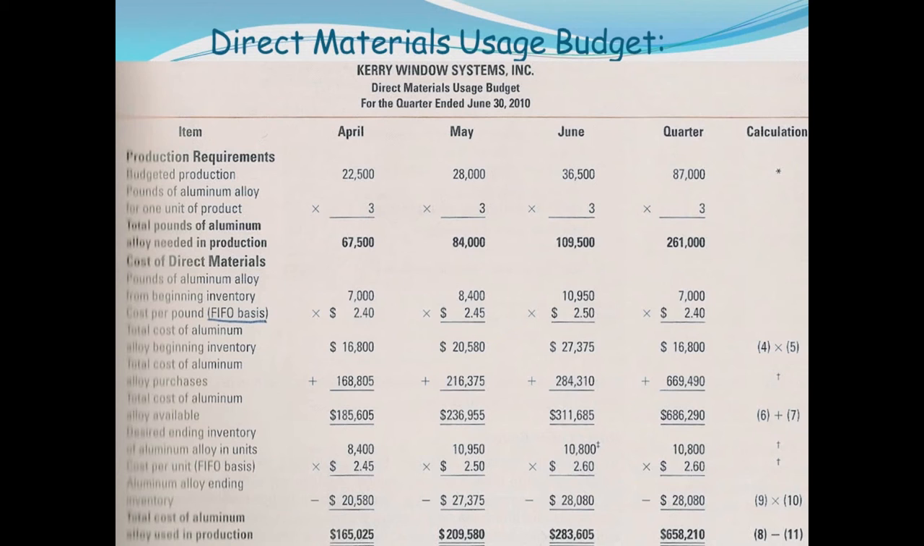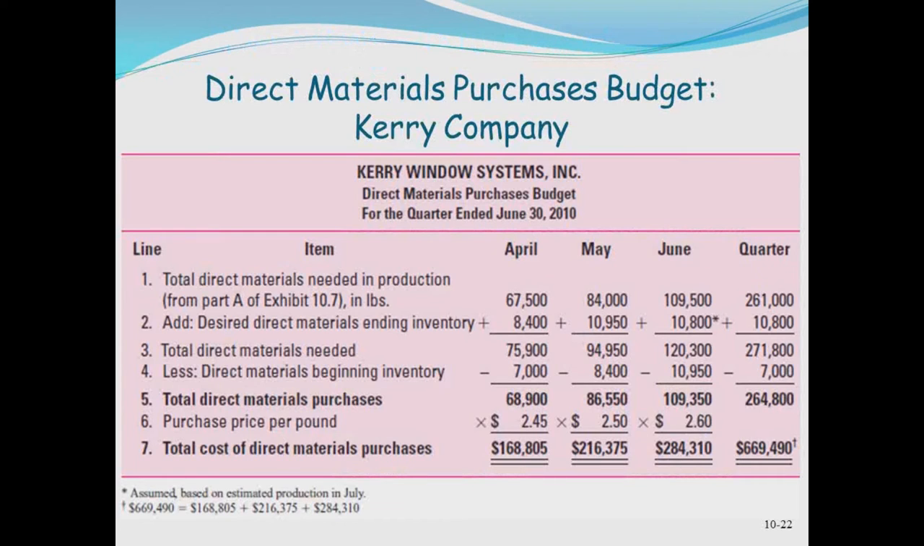Why is the cost per unit for the quarter 2.6? Because from the purchase budget, we don't know the purchase unit for the quarter. We do not know the quarter's purchase per unit, but for the quarter, there's no purchase price so far.